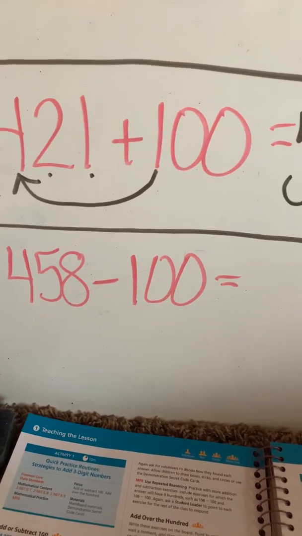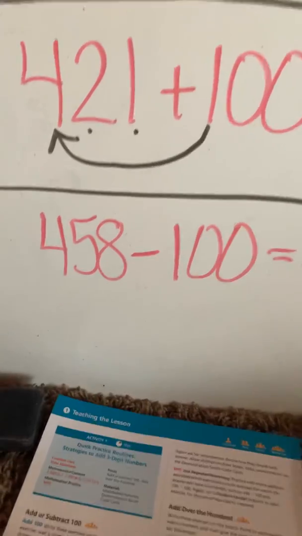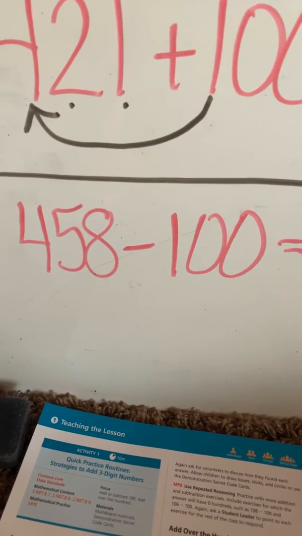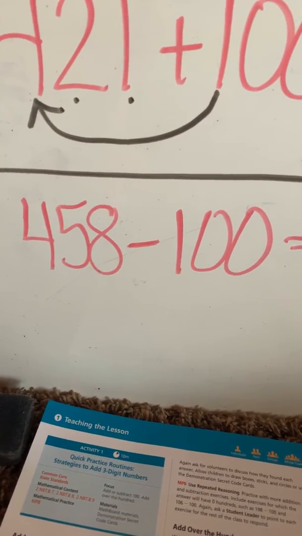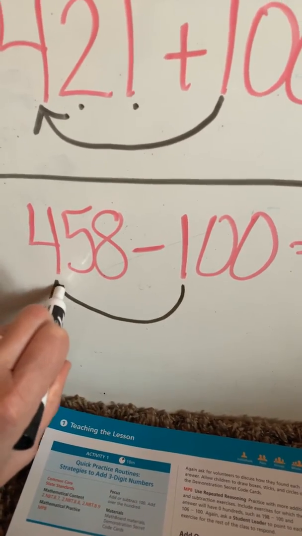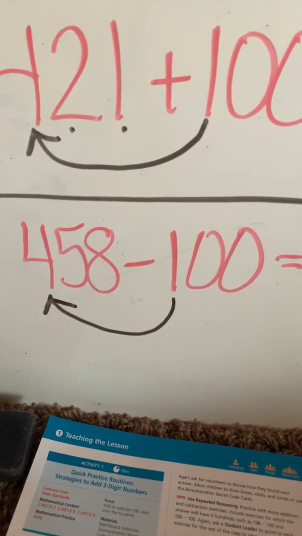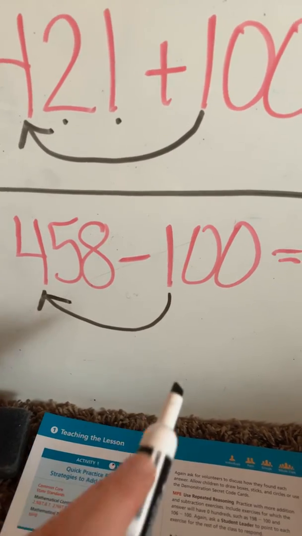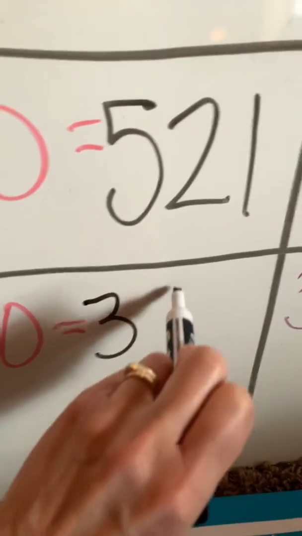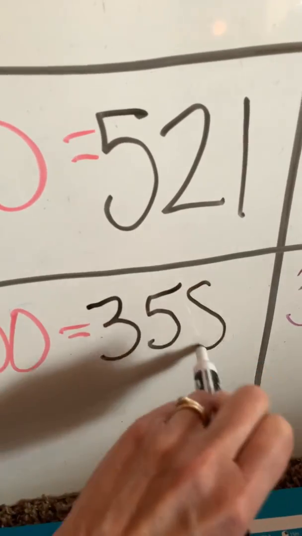Ooh, this one is subtracting, so be careful here. Always look at the operation and see what we need to do. 458 minus 100. If we take 1 away from the 4, it turns to a 3. 4 minus 1 is 3, so 300, and then 58 stays the same.